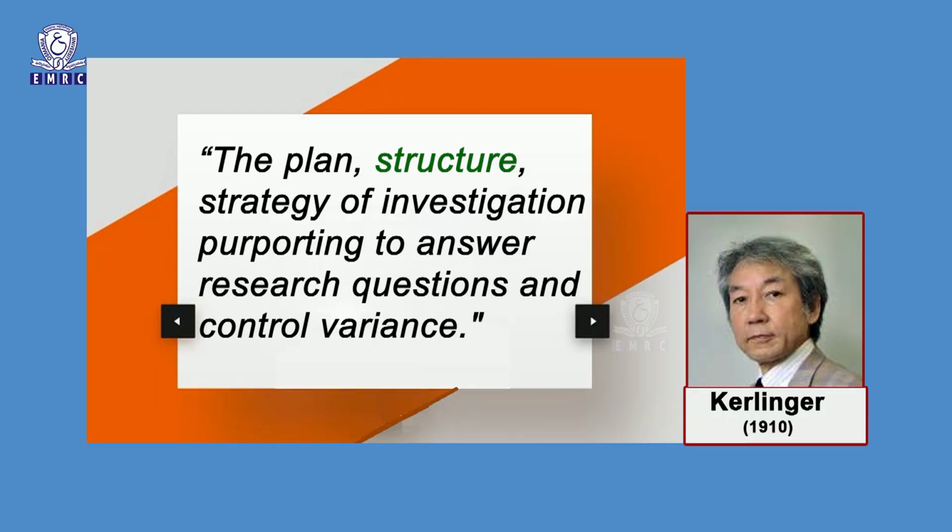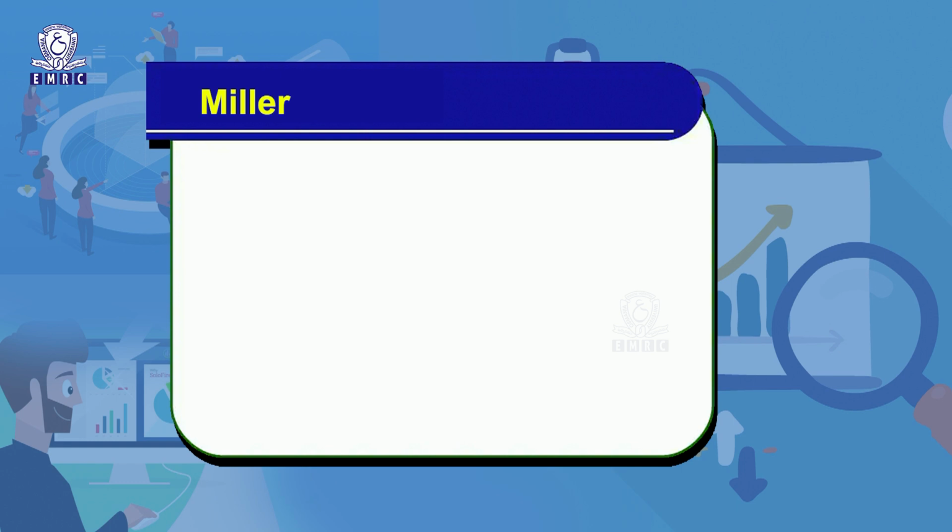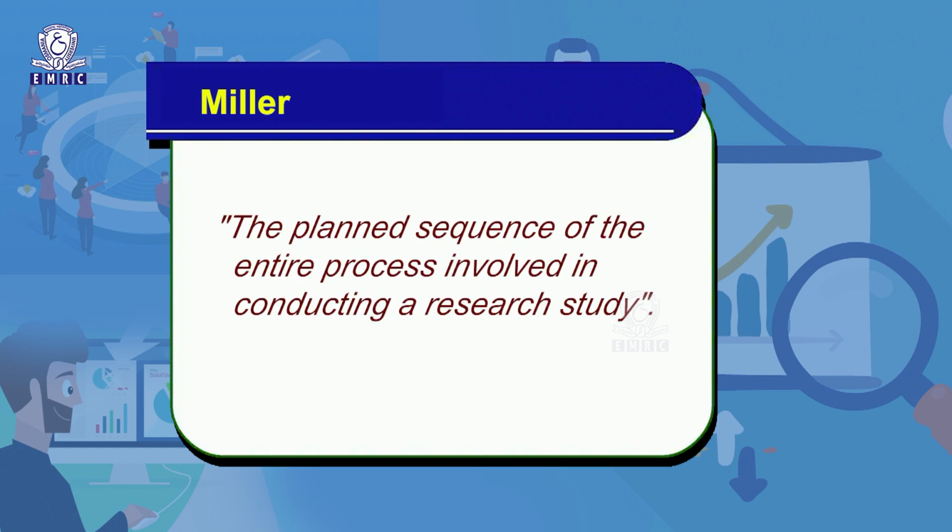data analysis. The term structure intends to define the research study in a more specific way as the outline. The term strategy is used in a more specific way than plan, and it involves the methods and techniques for collection of data and then analysis so as to achieve the precise research objectives. According to Miller, research design is the planned sequence of the entire process involved in conducting a research study.